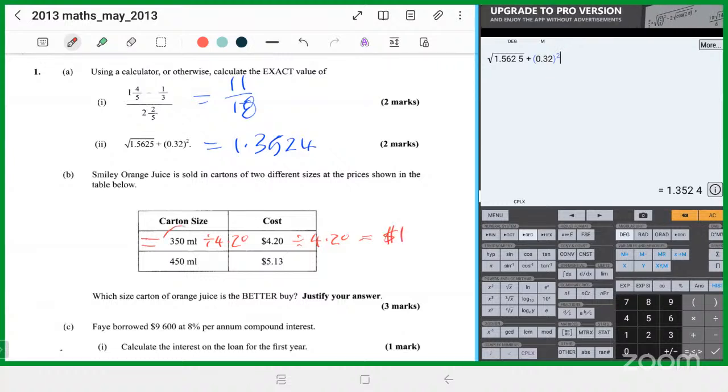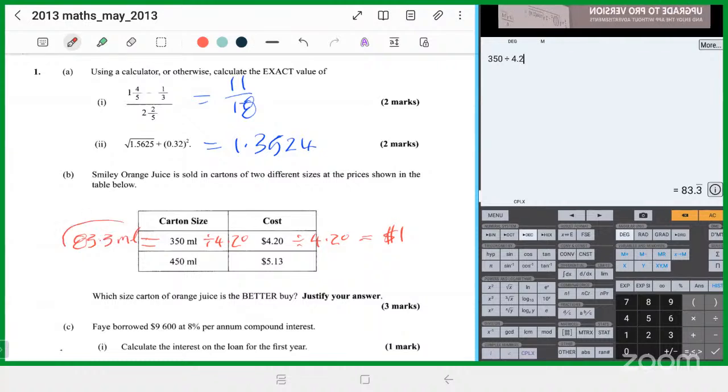I will need to divide this now by 4.2 as well. And so it will be 350 divided by 4.2, and that's 83.3 mil. So it means that 83.3 mil is the amount for $1.